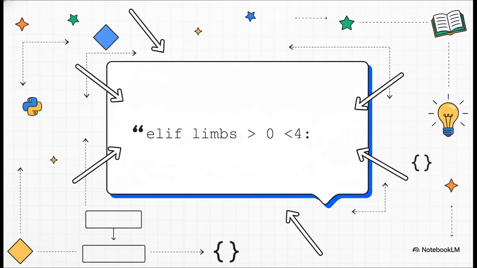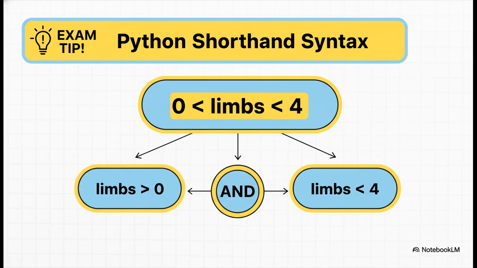Okay, hold on. Let's zoom right in on this one line here. This syntax, if limbs greater than 0, less than 4, is so powerful. It might look a little weird at first, but this is one of those cool Python things that you will definitely want to remember for your exam. And here's the pro tip: what looks like one single check is actually doing two things at once. It's Python's clever shorthand for asking, is limbs greater than 0? And at the same time, is it less than 4? Remembering this little piece of magic can make your code look much cleaner, and it's a great way to show the examiner that you really get how Python works.